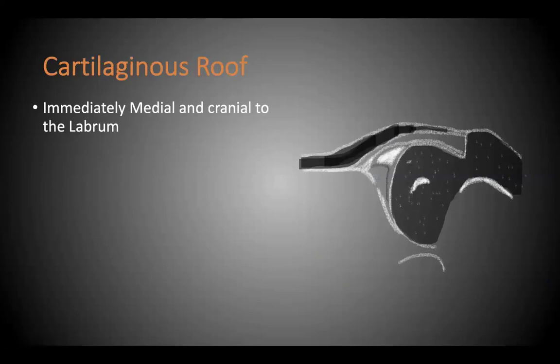Then coming to the cartilaginous roof, which is always immediately medial and cranial to the labrum. So this black structure, which is in touch with the femoral head and just medial to the labrum, will be your cartilaginous roof.